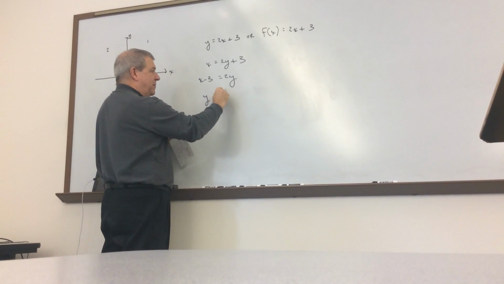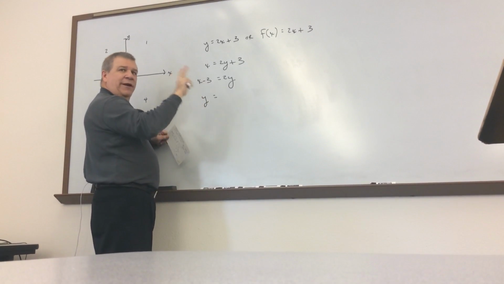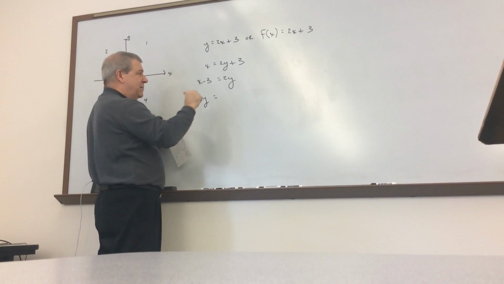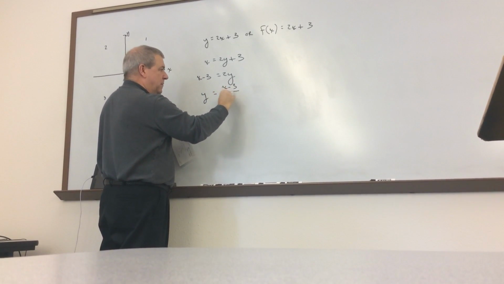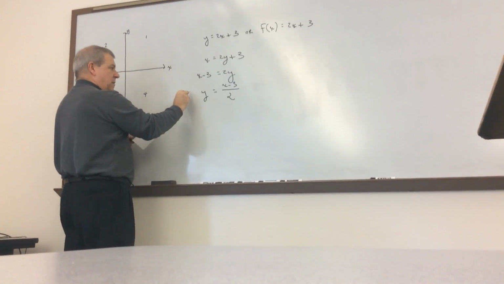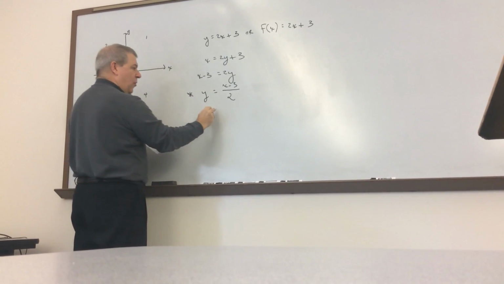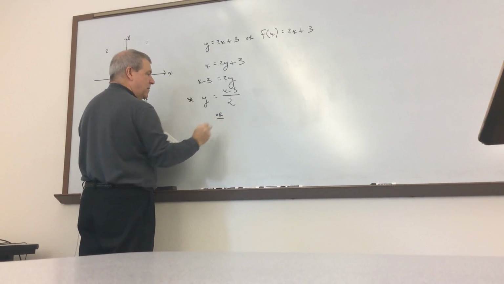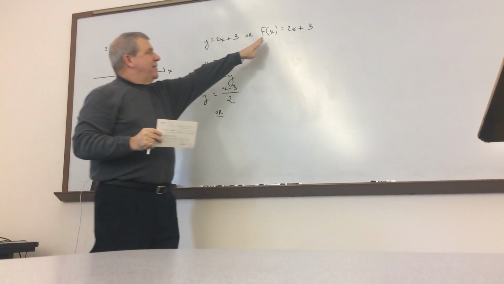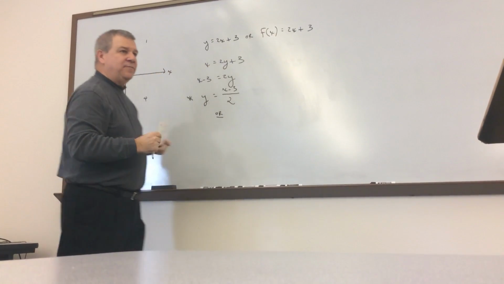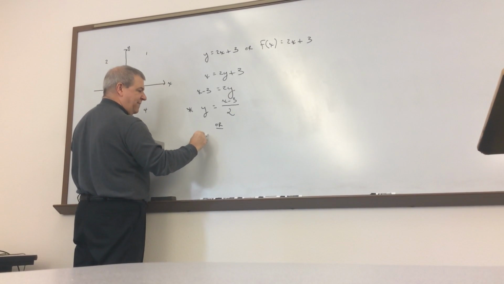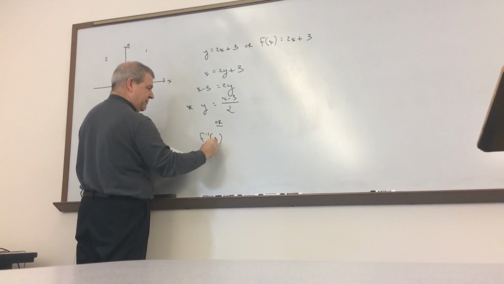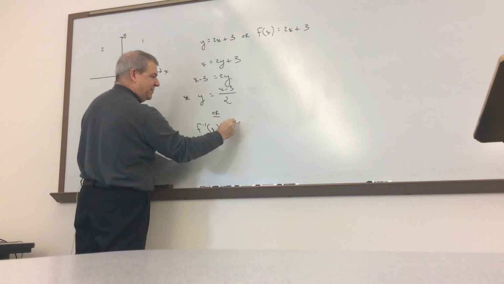Max? X over 2 and then minus 3. No, just write it as one fraction. Oh, so it would be x minus 3 over 2. Or, if f of x is this, here's how you would write the inverse. F inverse of x equals that.